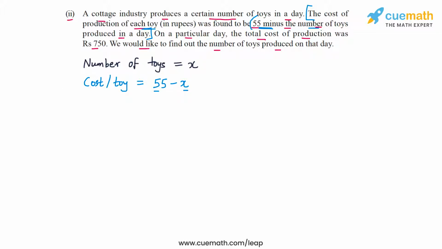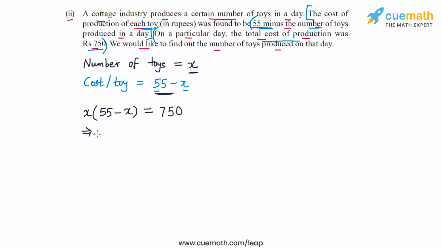Now the other piece of information that the problem statement gives is that on a particular day, the total cost of production was rupees 750. So the number of toys produced was x, the cost per toy was 55 minus x, and the total cost was 750. This means that the product of the number of toys and the cost per toy, x times 55 minus x, should be equal to 750, and this is how we get our quadratic equation.